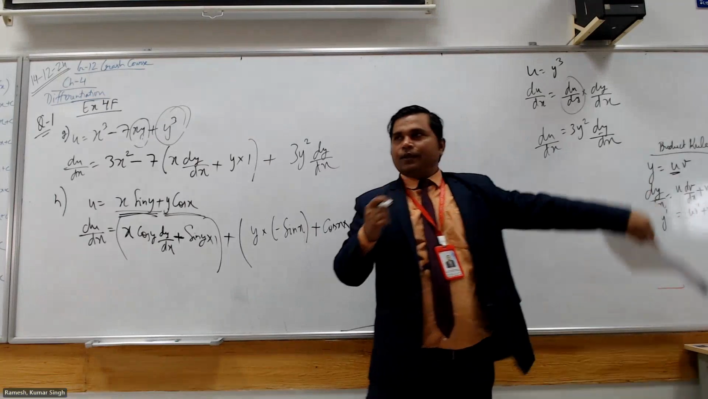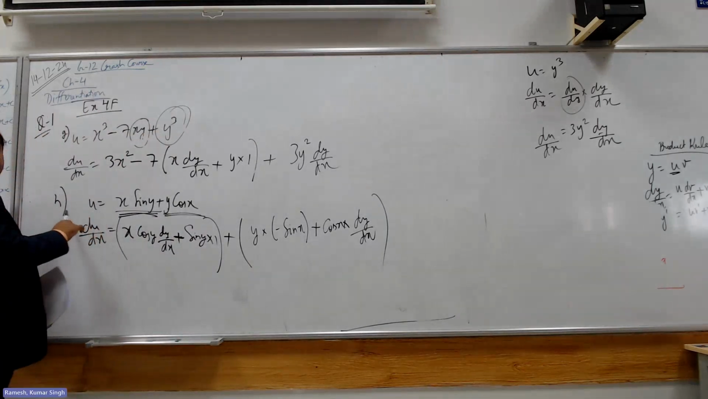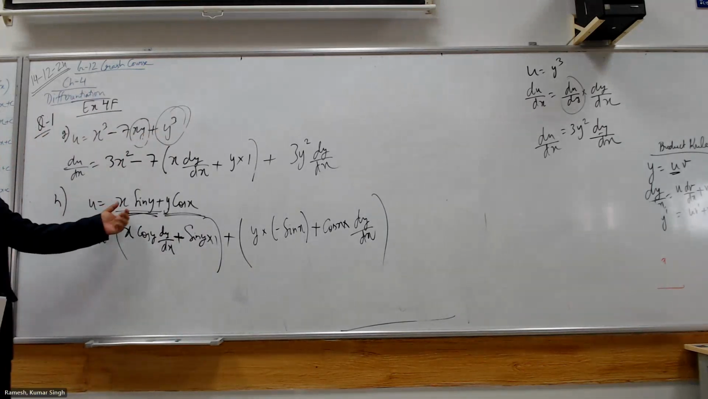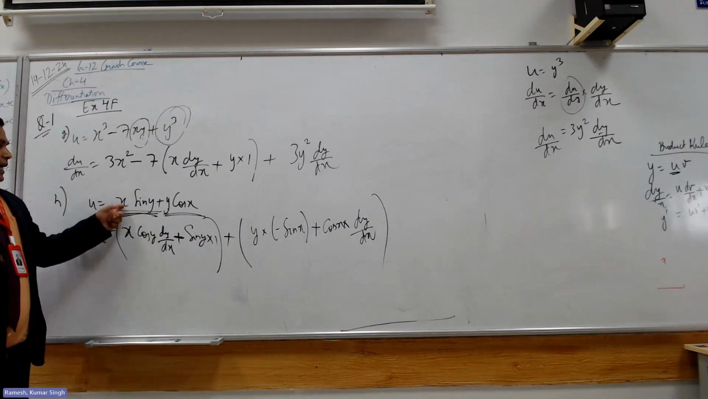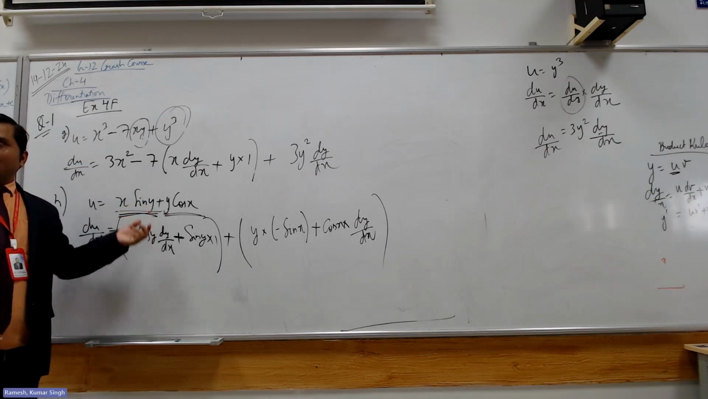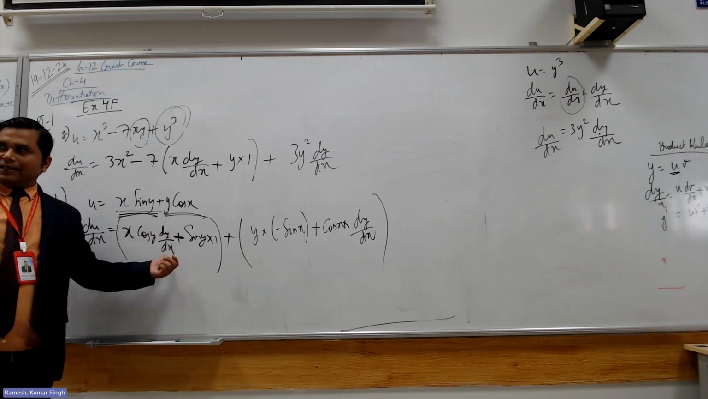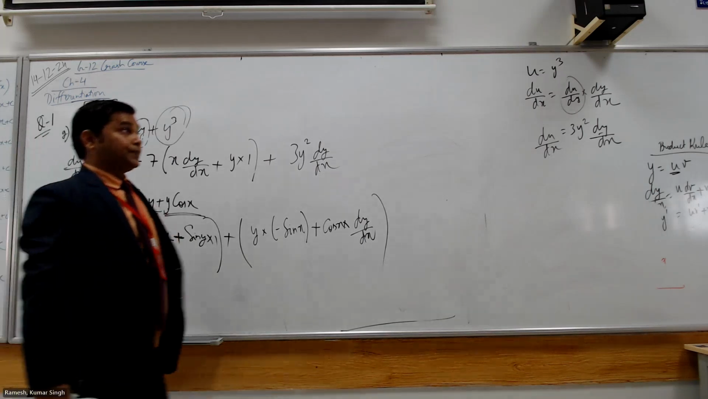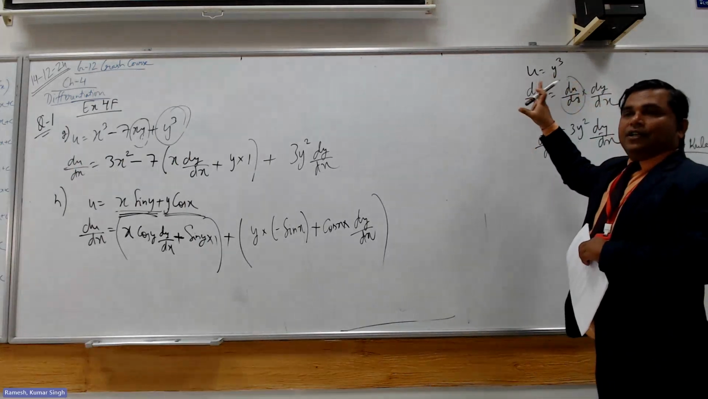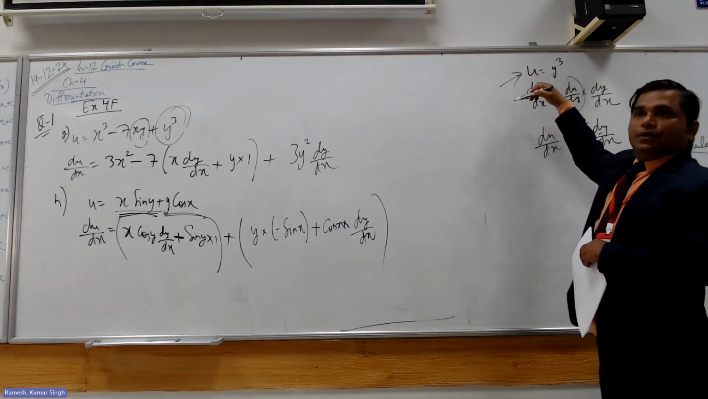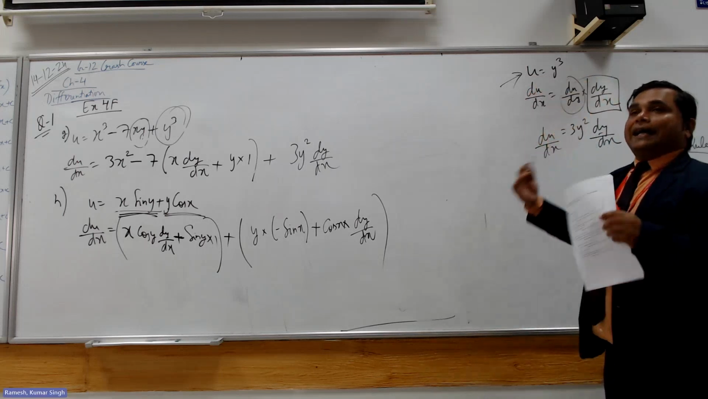Clear? Which one? Product rule? So the differentiation of sine y is cos y, and extra we're going to write dy over dx, because we are differentiating in terms of x. Is this part clear to you? Why are we writing dy over dx extra? Why?